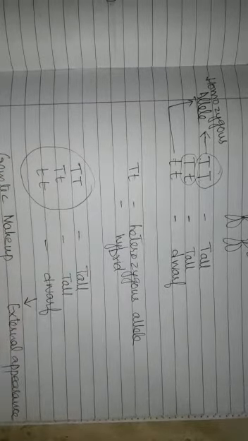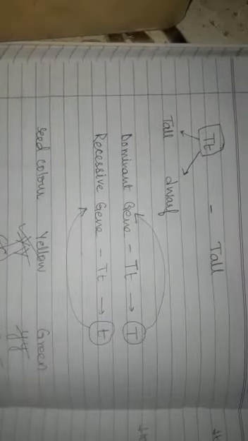Both the genes can be similar, or the genes in a pair can be different. If genes in a pair are different, these are called heterozygous or hybrid. The gene which is able to express itself in hybrid condition is called the dominant gene, and the gene which is not able to express itself in hybrid condition is called the recessive gene.